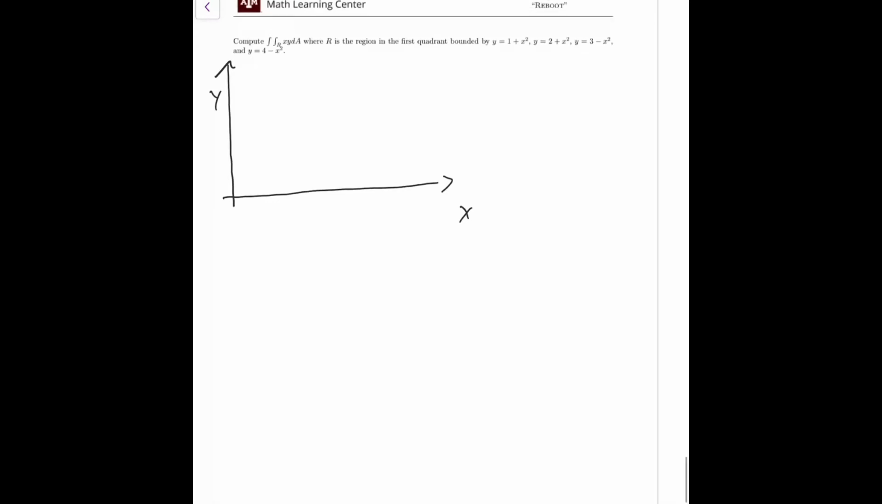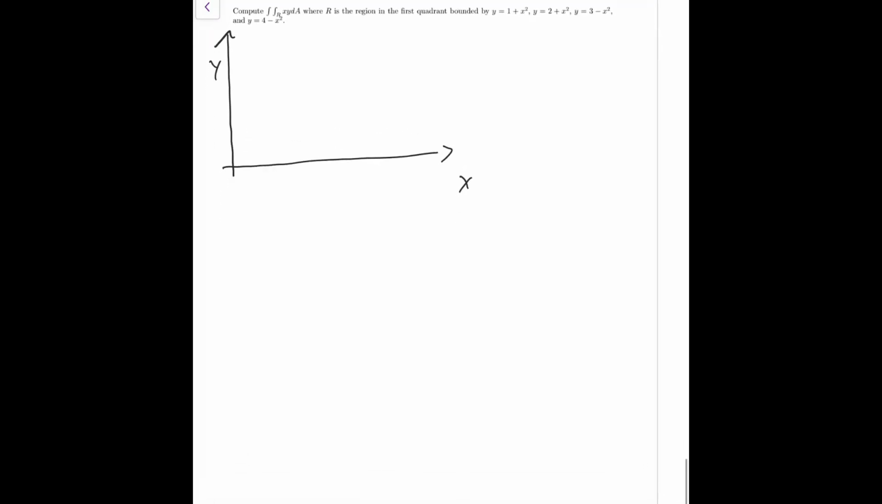Okay, so we want to integrate x times y, where R is the region that is bounded by these four curves, in the first quadrant. So I'm going to try to sketch this now. This is the x-axis, this is the y-axis. This is an example from Dr. Yaskin's book, and I'm going to try to stay consistent with the notation that he uses.